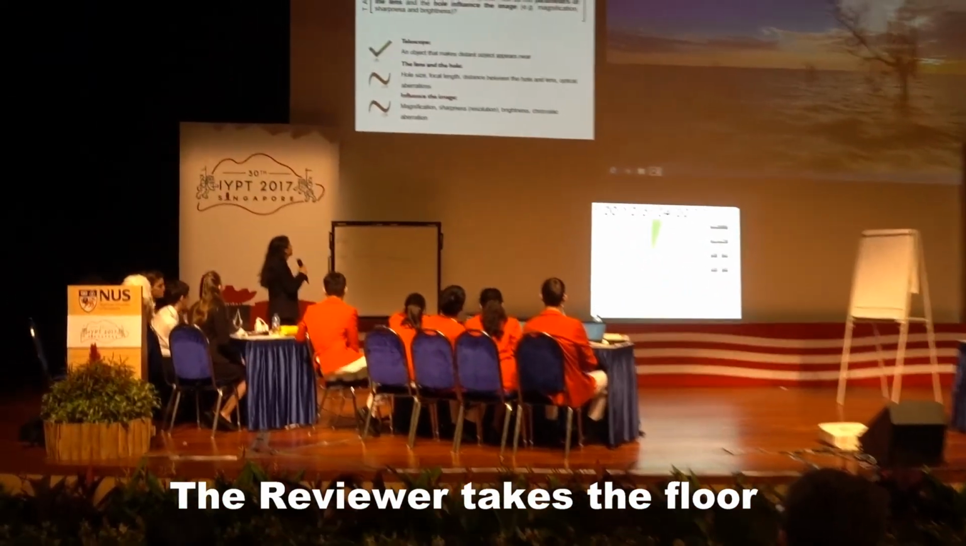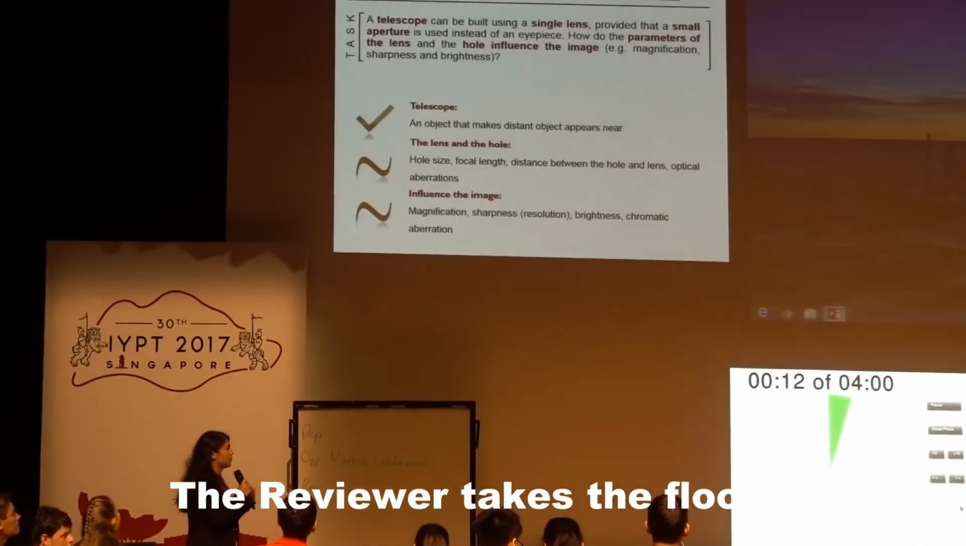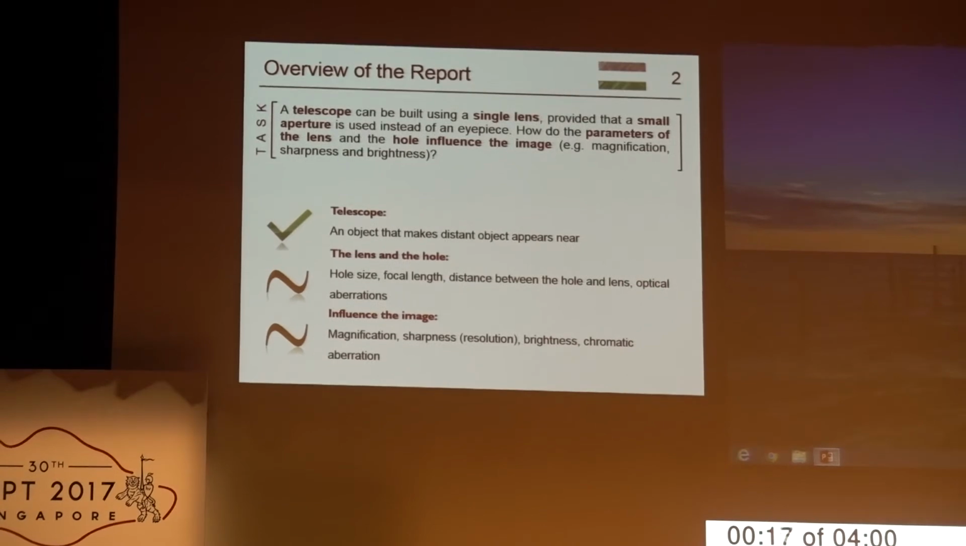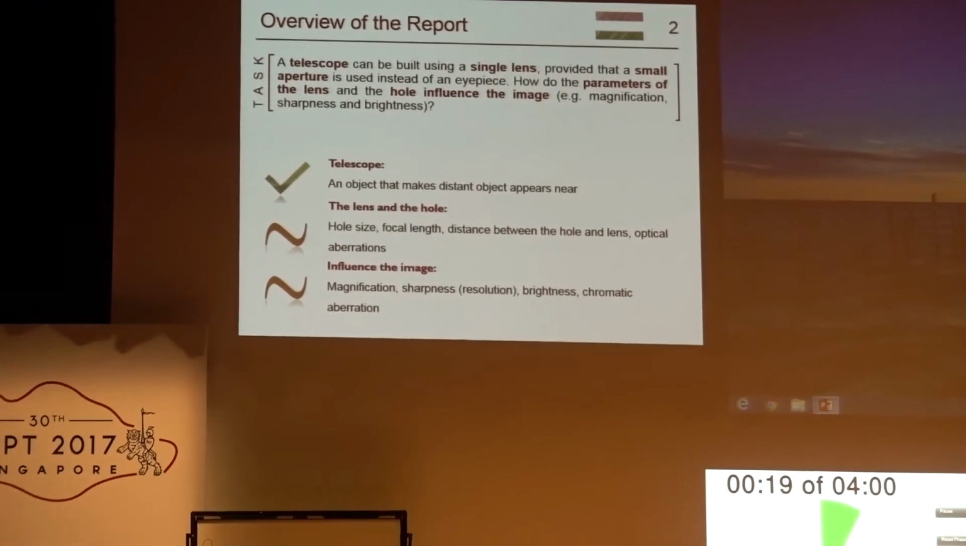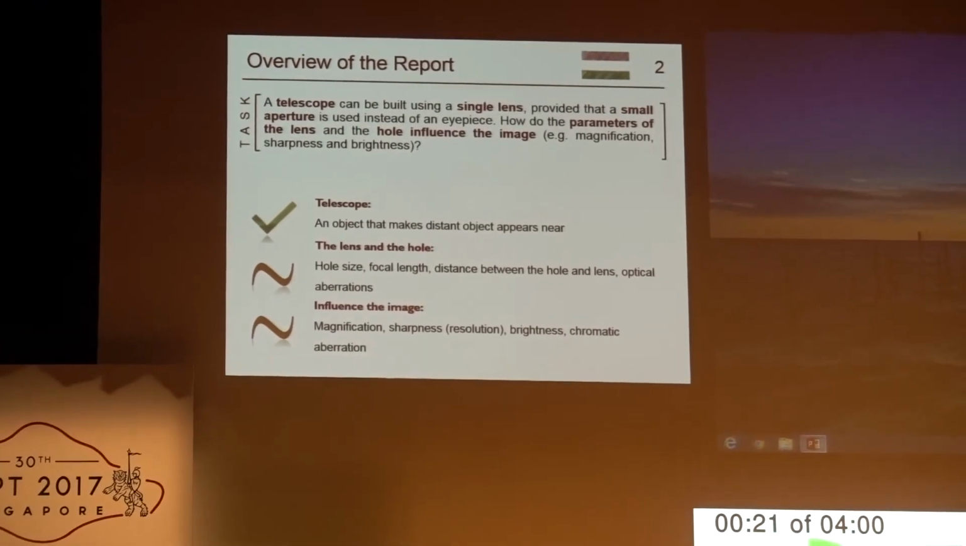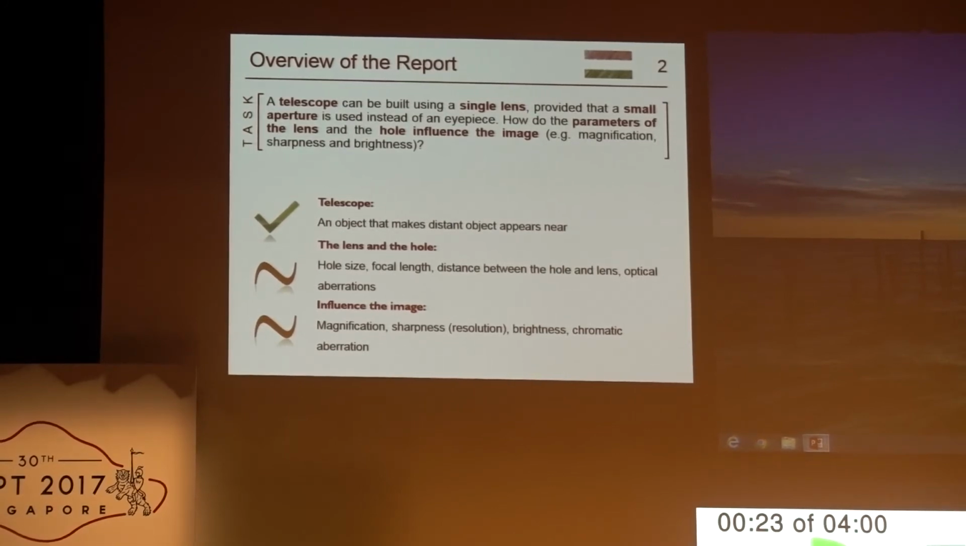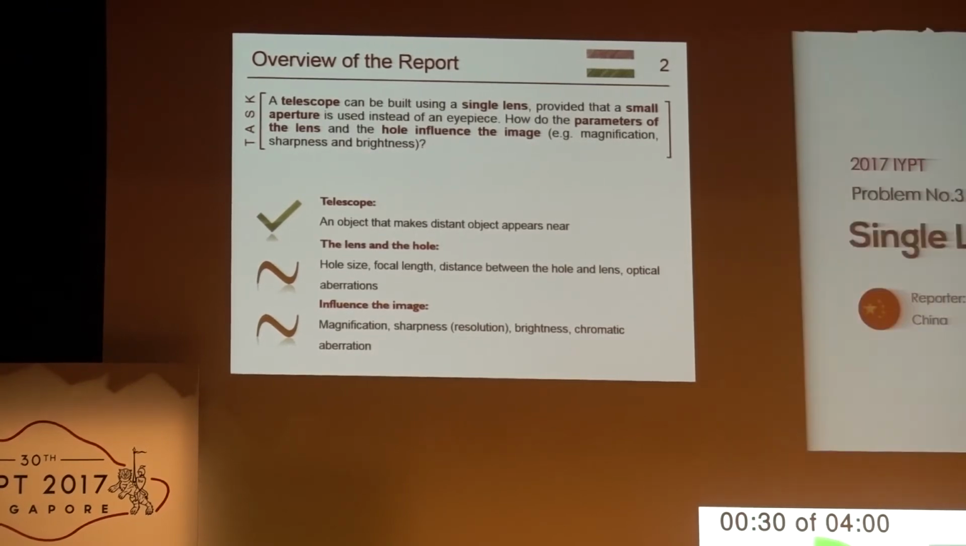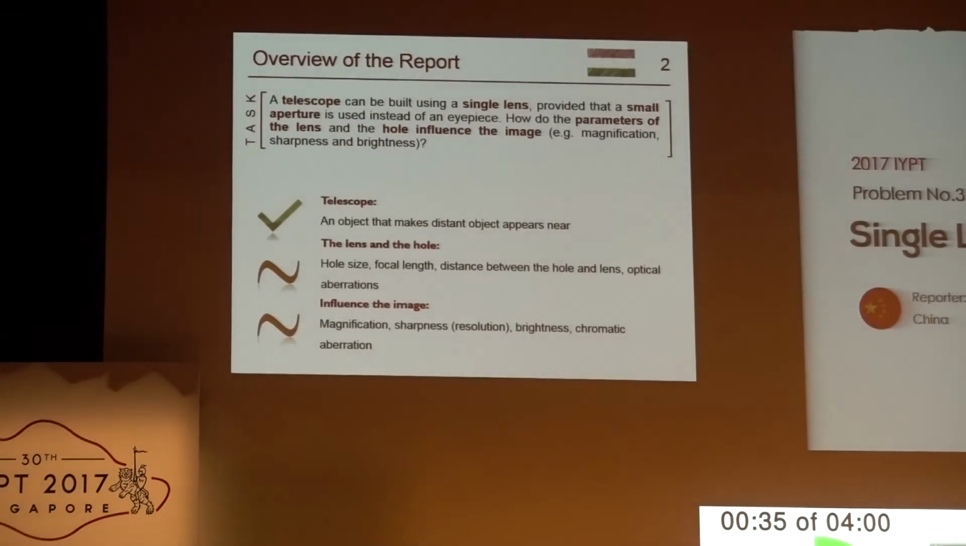So first, about the overview of the report, I think you failed the task by making the telescope consisting of a single lens and a small aperture. About the lens and its properties, you investigated the size, focal length, and diameter. But I missed the part where you investigated the optical aberrations and the errors of your lens, because there can be quite a big range of errors caused by a lens.